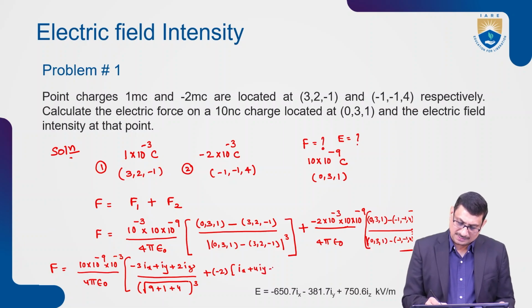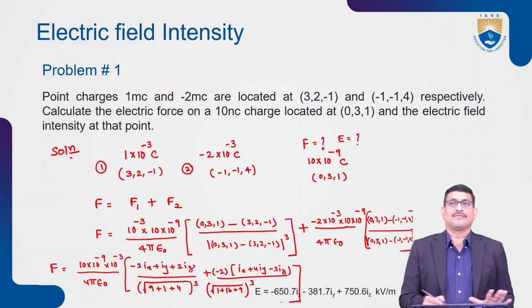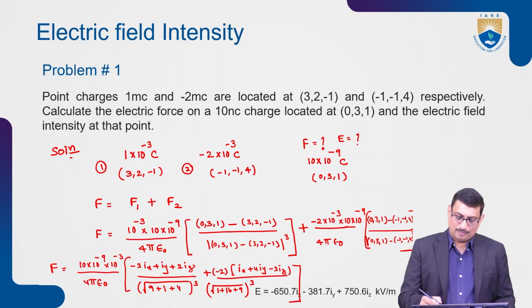4 means it is minus 3 Iz divided by square root of 1 plus 4 square 16 plus 3 square 9, whole power of 3. Then if I simplify this expression, we may get the force expression, right? So this is how to calculate the force.